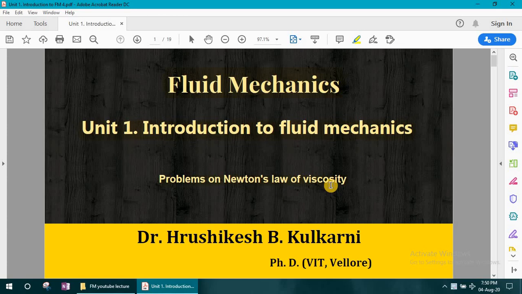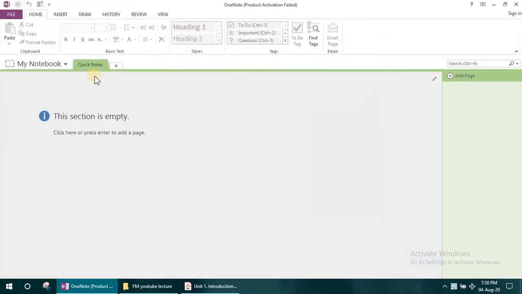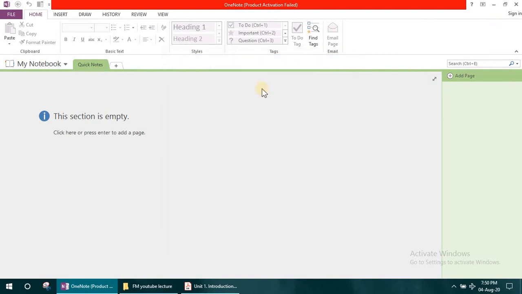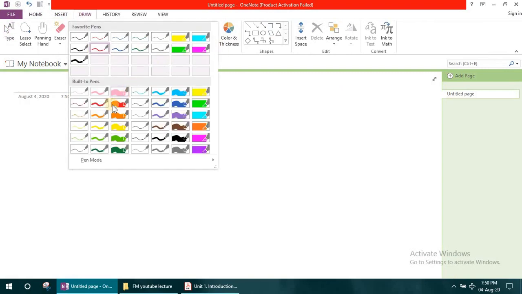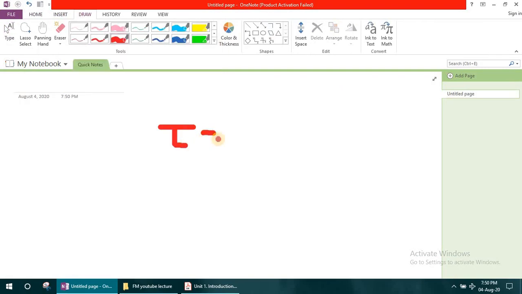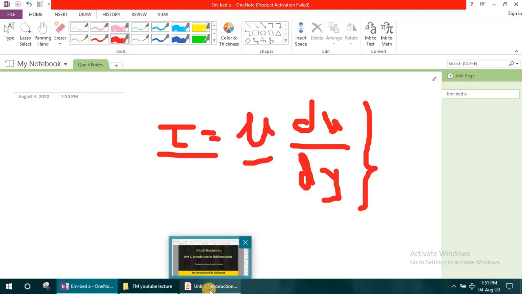According to Newton's law of viscosity, shear stress is directly proportional to the velocity gradient. So I will show you here. According to Newton's law of viscosity, tau = mu * du/dy, where tau is known as shear stress, mu is the dynamic viscosity, and du/dy is the velocity gradient, where du is the change in velocity and dy is the difference between the layers. Based on this formula, we are going to solve the problems in this video session.